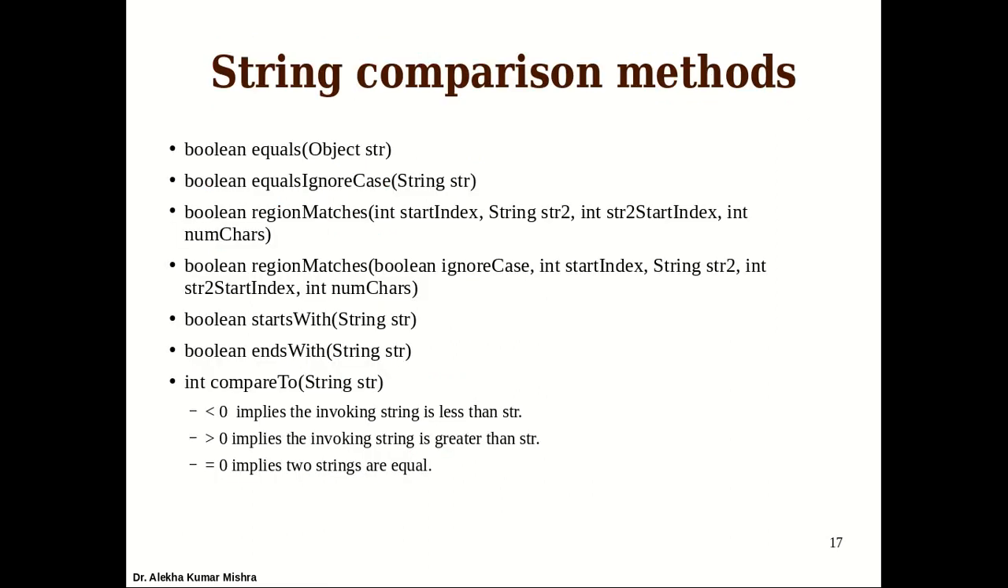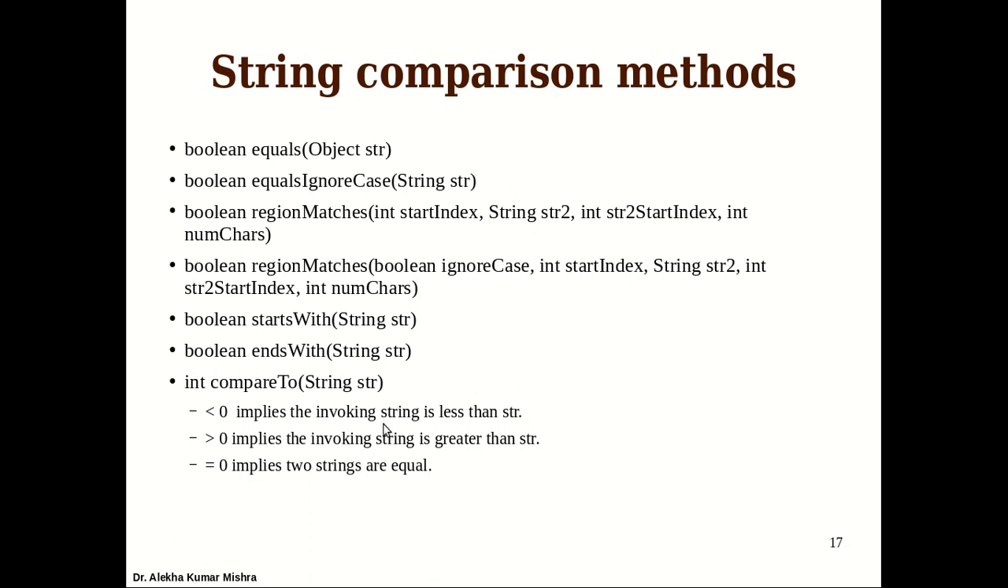Then string comparison methods. A list of string comparison methods is here. Equals, equals ignoring case, then regionMatches, giving index values for which portion matches in both strings. These are all methods called on a string by passing another string. Then regionMatches with ignore case. Then startsWith and endsWith, which check whether the string starts with this string or ends with this string.